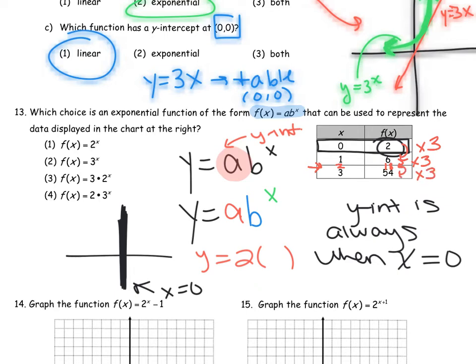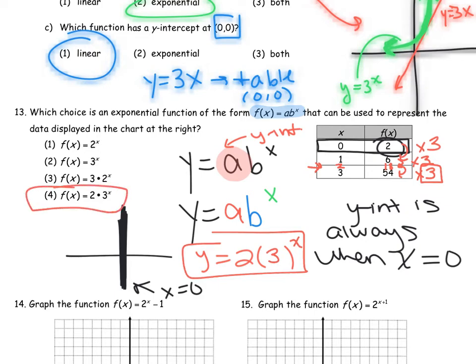54. So we know this thing is growing at a rate and factor of 3. So there's your b value. It's being multiplied by 3. So there's my equation. Should be answer choice 4. All right, let's keep going.